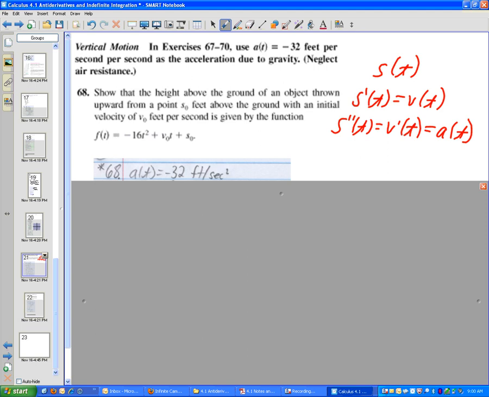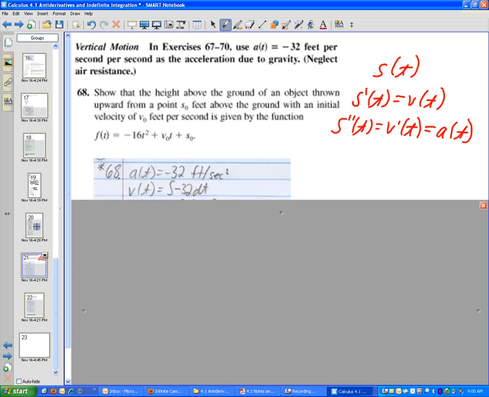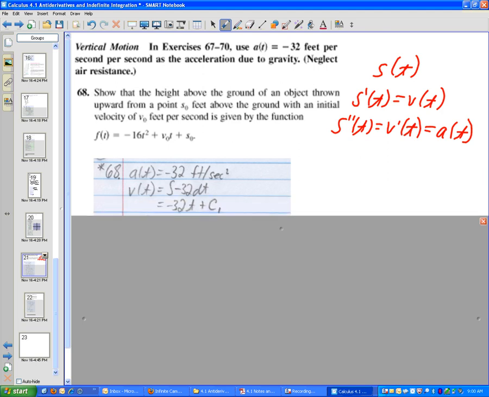if I take the antiderivative of acceleration, I get the velocity. So the velocity equals the antiderivative of negative 32 dt. What is the antiderivative of negative 32 dt? All right, but let's use t because it's time. Negative 32t plus c1.